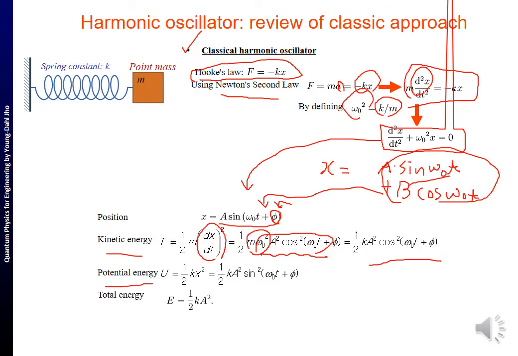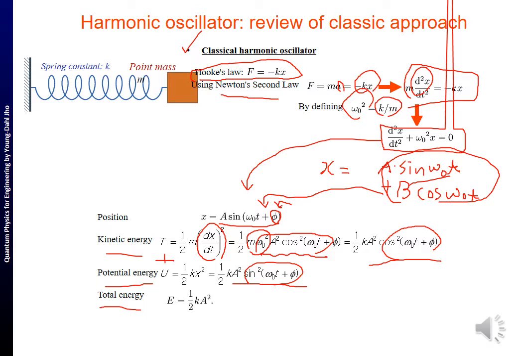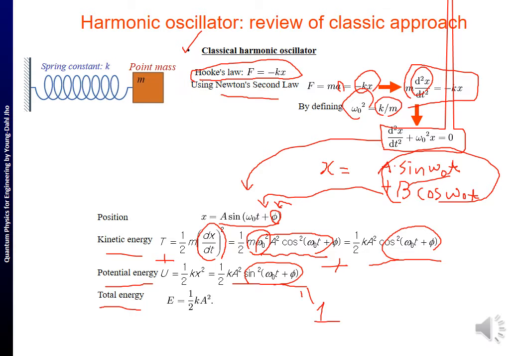In the case of potential energy U, which is equal to 1/2 kx squared, we take the square here. So a squared sine squared omega 0 t plus phi. If we add them up, then we have total energy. Then surely sine squared and cosine squared add together to be 1. So this is what we learned sometimes in high school class, sometimes in the freshman physics course.